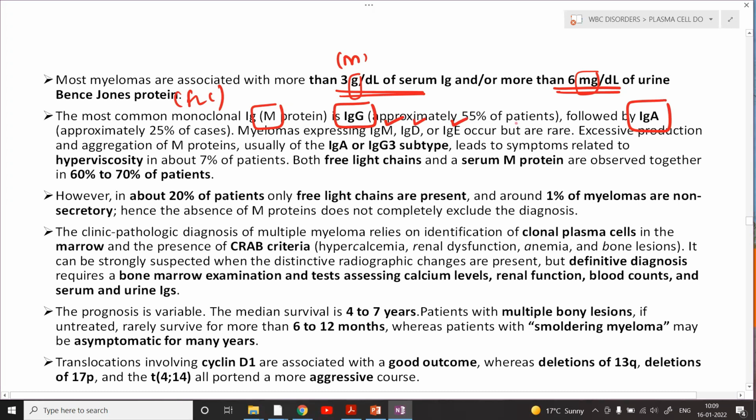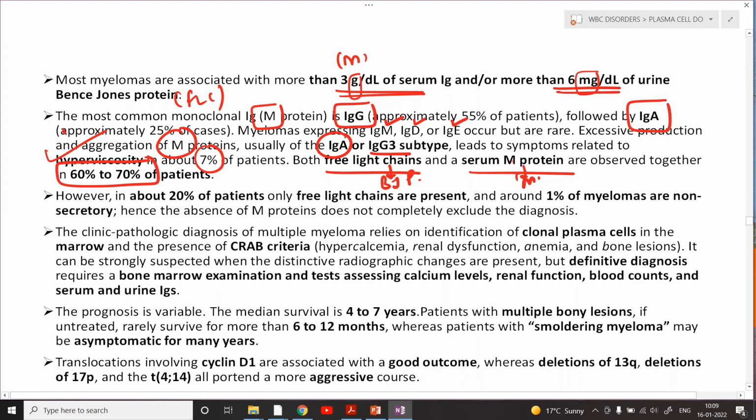Now, very important, excessive production and aggregation of the M protein, usually of the IgA or IgG3 type, leads to symptoms of hyperviscosity in 7% of the patients, which I've already spoken about. And both the free light chains and serum M protein are observed together in 60 to 70% of the patients. The free light chains they're talking about in urine are Bence Jones protein. And this is the serum M protein, which is seen in 60 to 70% of the patients.